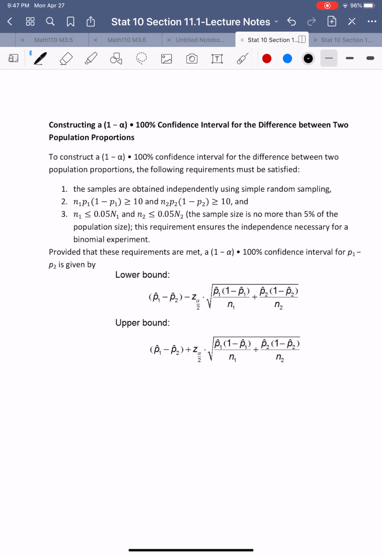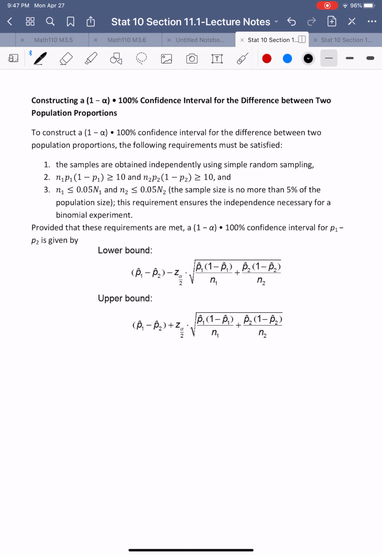All right, let's look at the next problem. Next is about constructing a one minus alpha times 100% confidence interval for the difference between two population proportions. To construct it, the following requirements must be satisfied. So same thing: samples are obtained independently using simple random sampling.